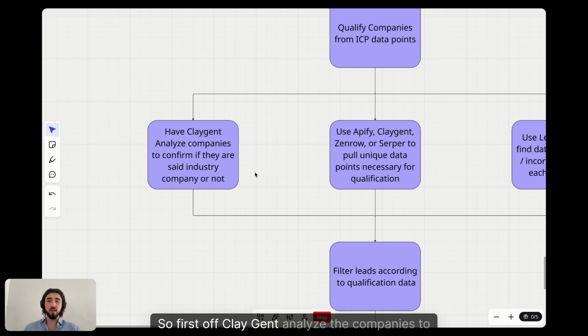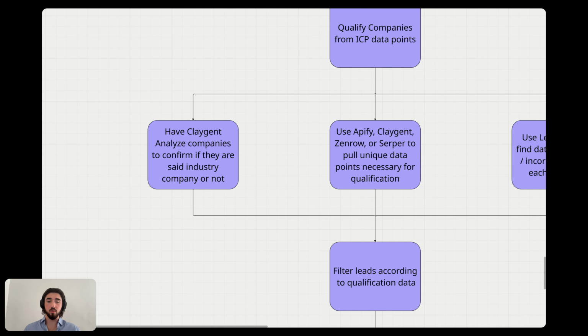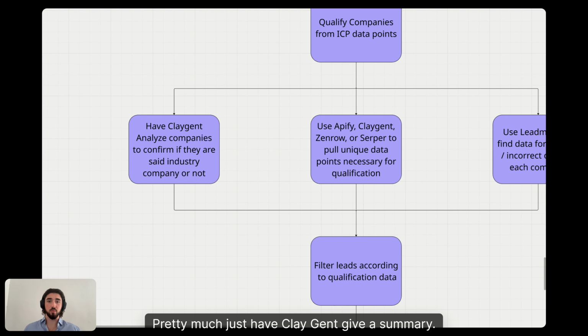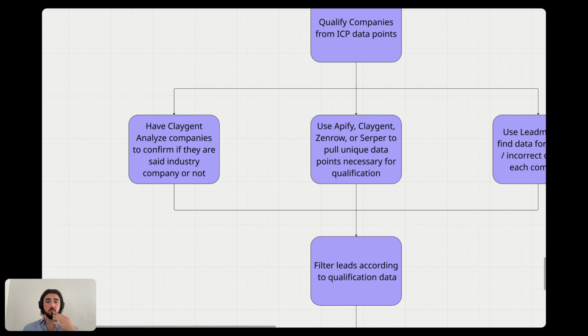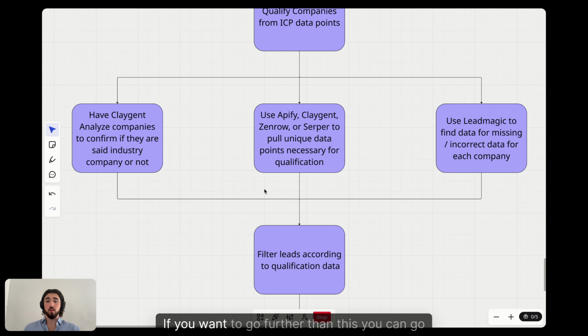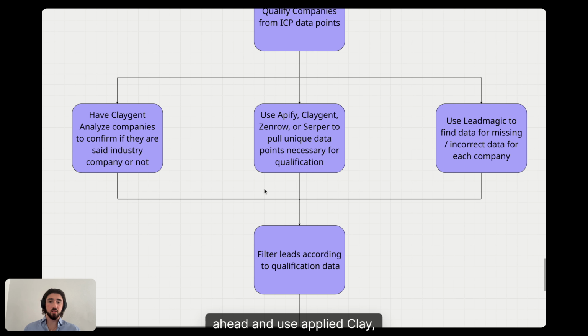So first, we'll have Claygen analyze the companies to confirm that they are a part of said industry that you're targeting or not. Super easy one to do. Pretty much just have Claygen give a summary, then use like GPT or Claude to analyze the summary to determine whether they are the industry company that you're going after. If you want to go further than this, you can go ahead and use Apify, Claygen, Zenrows, or Serper to pull unique data points that you're looking for certain qualification points.